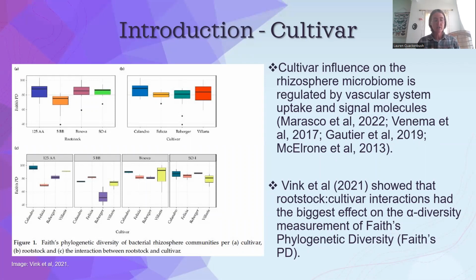As you can see in the histograms here, which compare the alpha diversity metric Faith's phylogenetic diversity, or Faith's PD, from the perspective of rootstock, cultivar, and rootstock cultivar interactions on the bottom here. So this bottom set of histograms really highlights how different microbial diversity can be even on the same rootstock when they're grown with different cultivars.